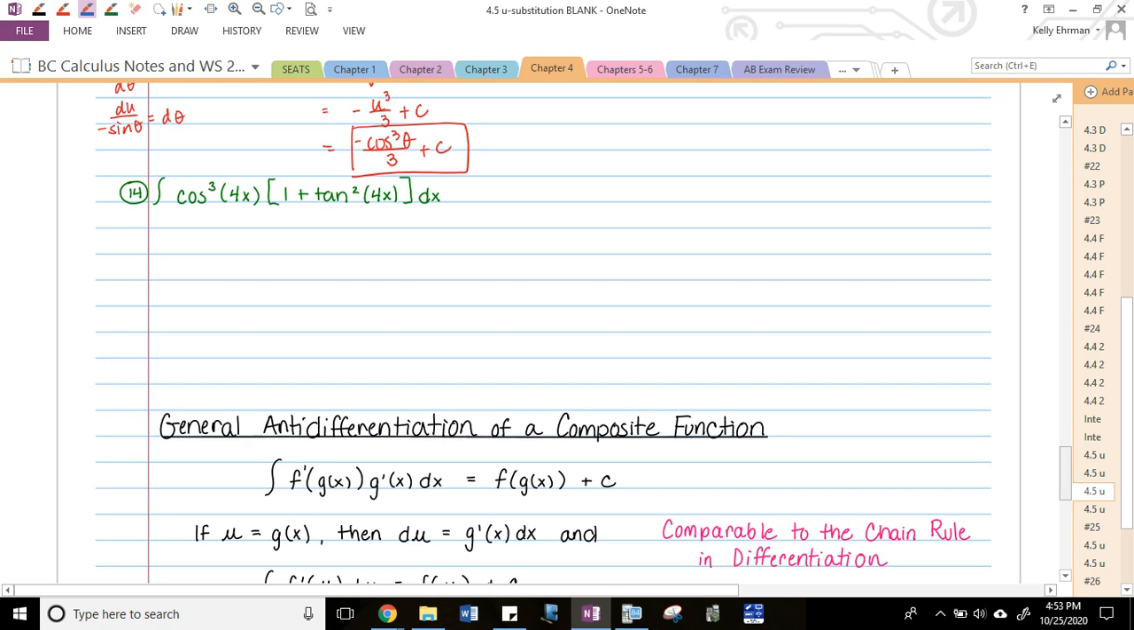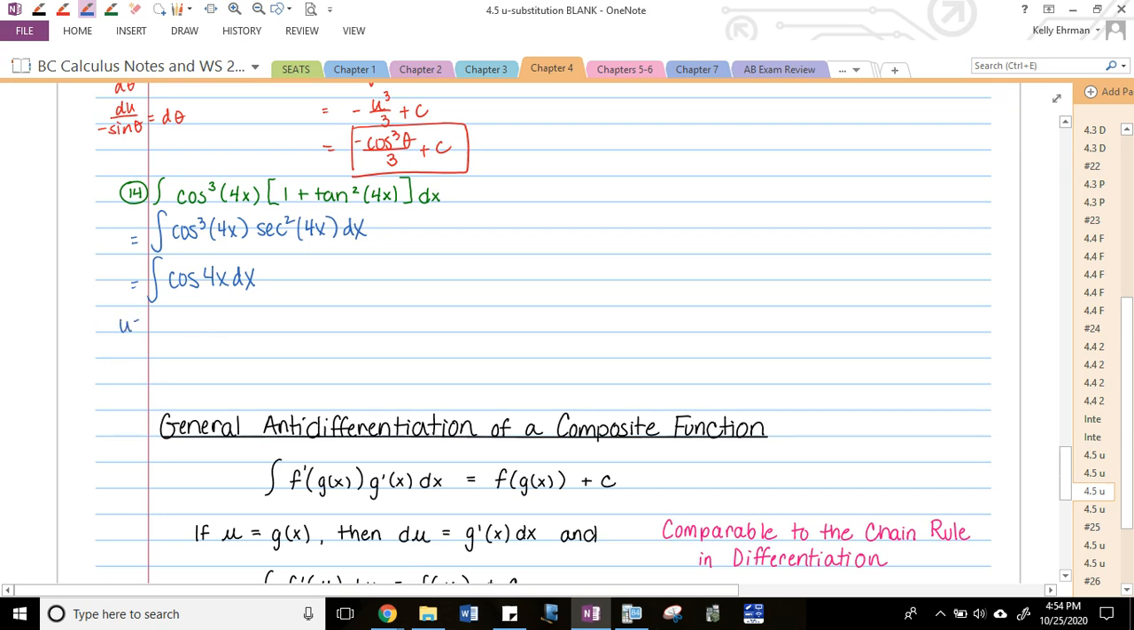What about this one? First of all, we should be suspicious. We see all these parentheses and stuff. 1 plus tangent squared should jump out to you as secant squared. Cosine cubed of 4x times secant squared of 4x dx. And don't dive right into any u sub, because we can simplify this, right? Cosine cubed times 1 over cosine squared is just cosine of 4x dx. And now this should be pretty easy.